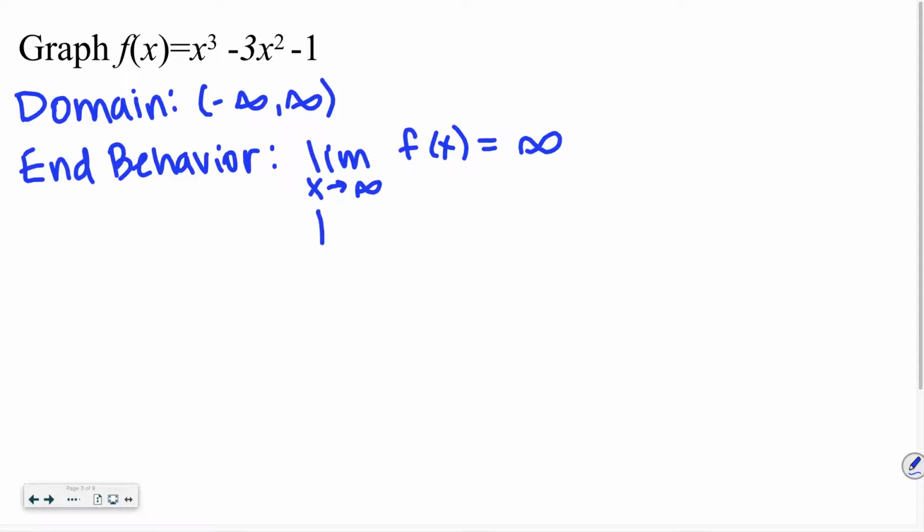Okay. Then we need to think about what's happening on the left side. If we go towards negative infinity, the leading coefficient test is going to tell us that the left side is rising or falling. Falling, we have an odd degree, and so our behavior is going to be opposite.